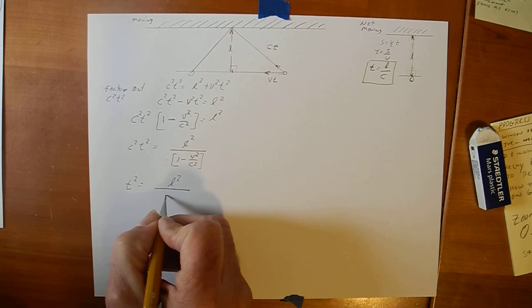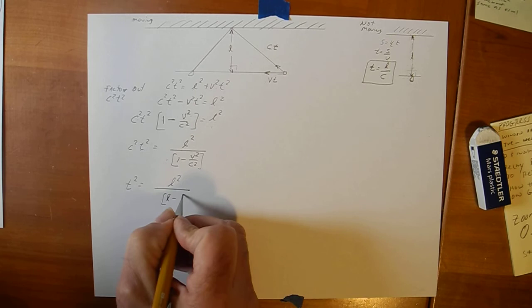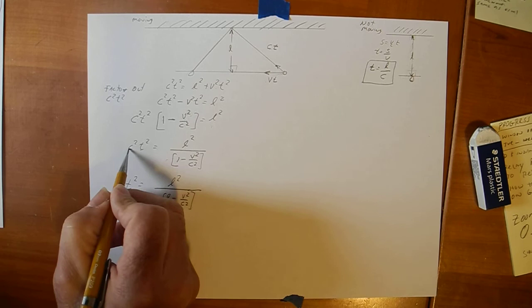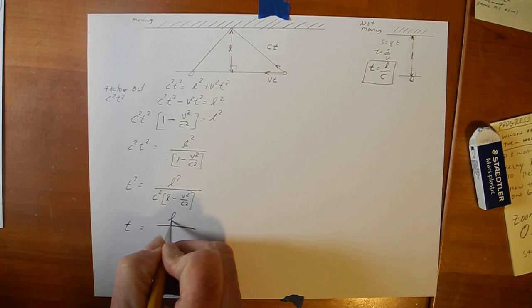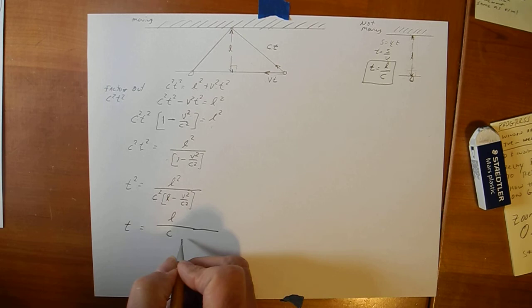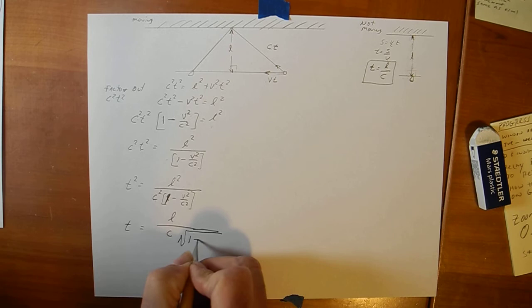Sometimes they call this term beta because it shows up a lot and people don't want to write it over and over again. So when I divide by c squared, here it is. Now square root, everybody. So square root, square root, square root, square root. If we square root t squared, we get t. If we square root L squared, we get L. If we square root C squared, we get C. And if we square root this thing in the bracket, we get the square root of 1 minus V squared over C squared.